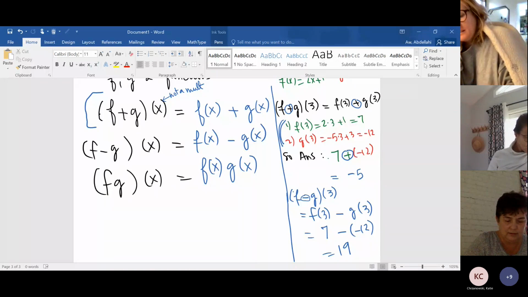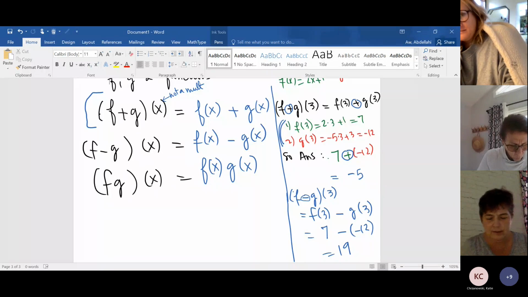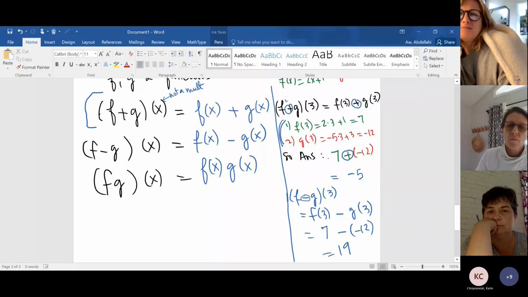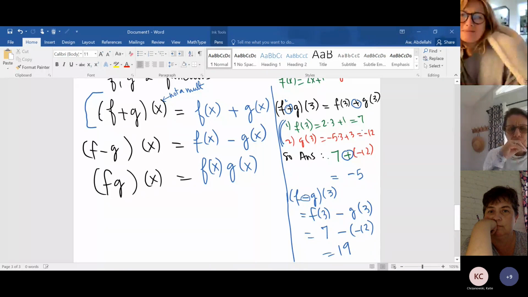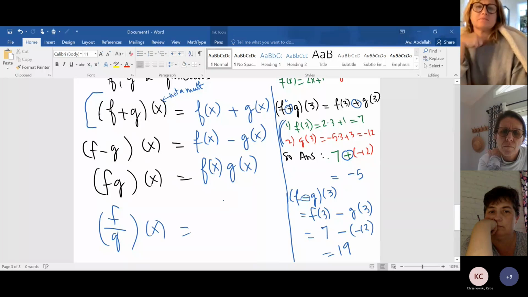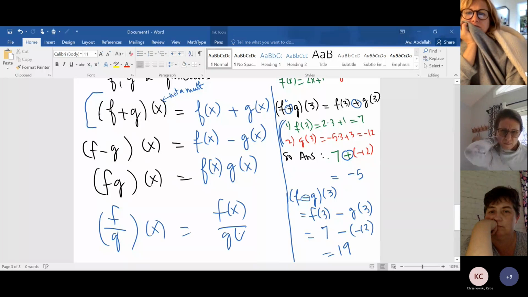That is when you multiply functions, you plug in the numbers in both functions and then you just multiply them. Here, I'm not going to write it down, but if we put multiplication instead of plus, what are you going to do to both numbers, 7 and -12? Multiply them. Exactly. You're going to put 7 times -12. If you do the division, f over g of x, it is f of x over g of x. We're going to divide them.